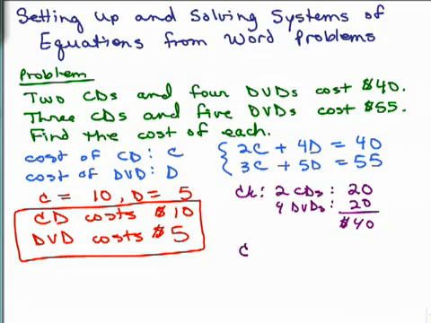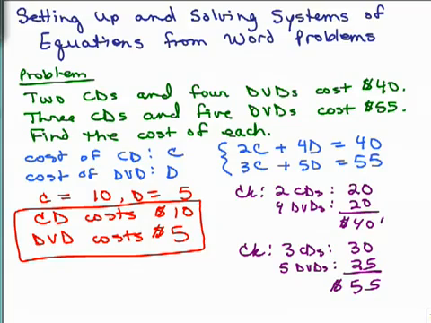All right, let's also check the second part. It says 3 CDs and 5 DVDs cost $55. So 3 CDs, what would that be? Well, $10 each. That'd be $30. And also 5 DVDs. All right, $5 each. That would be $25. That adds up to $55. So you know what? Our solution of a CD costing $10 and a DVD costing $5 does meet the original criteria. So you have to look back up to the problem.